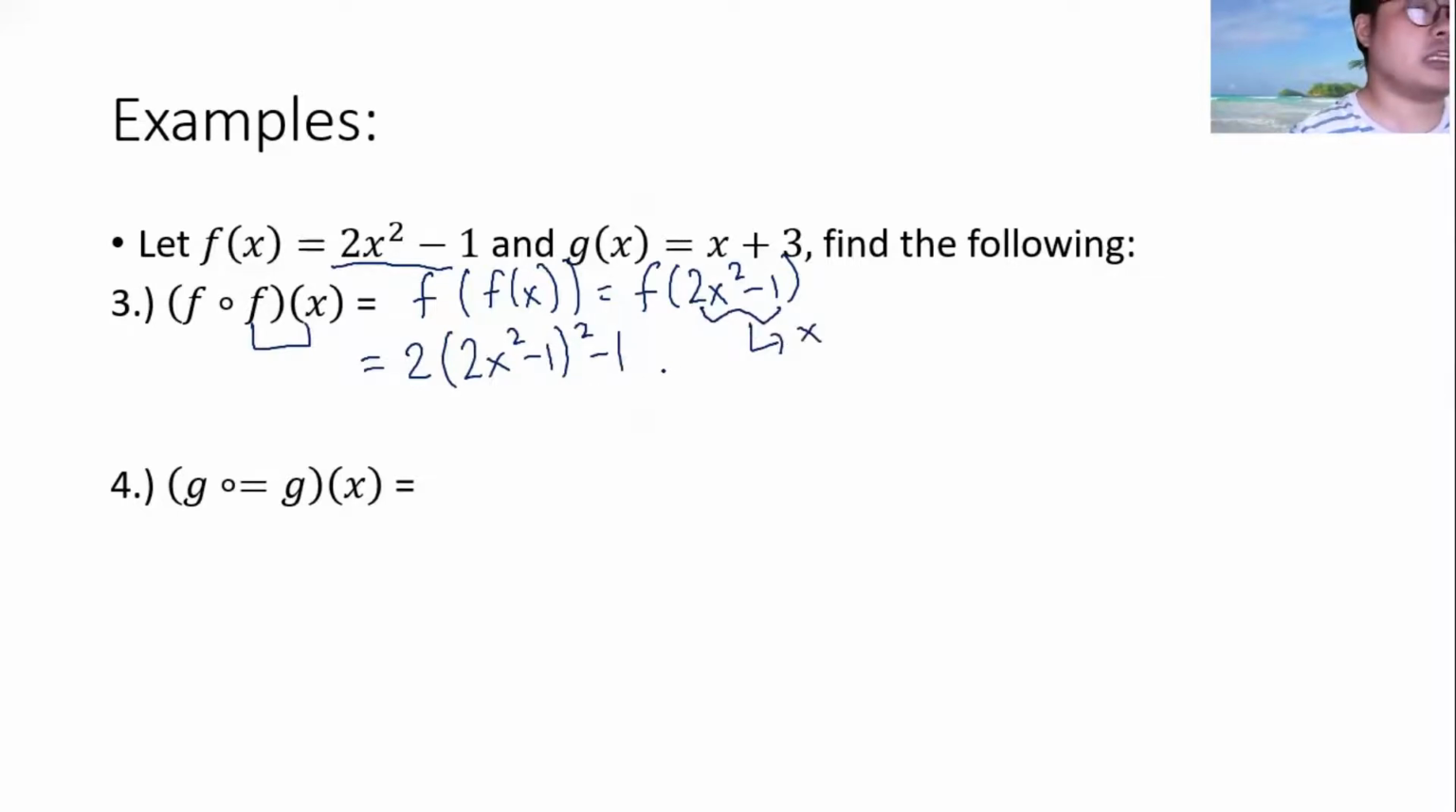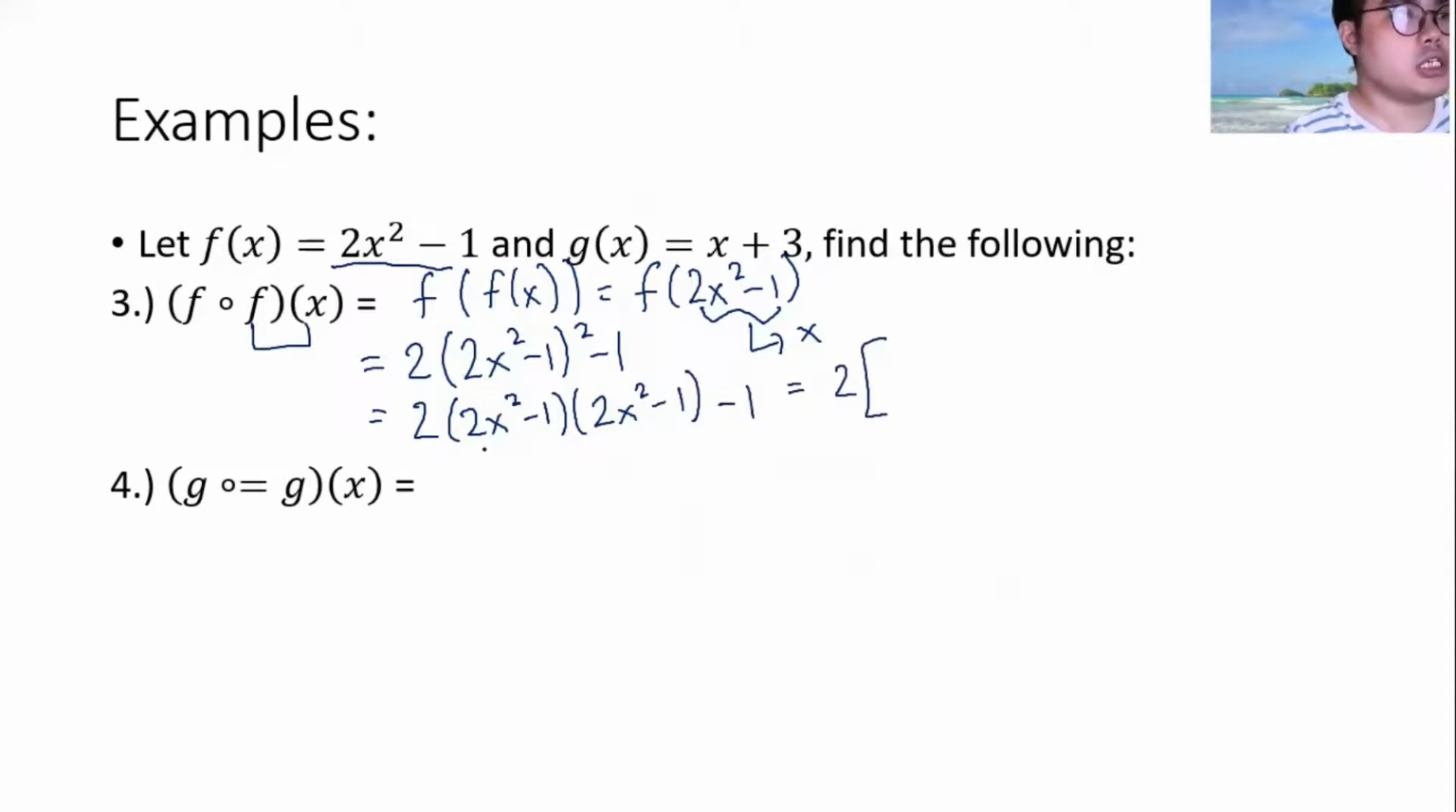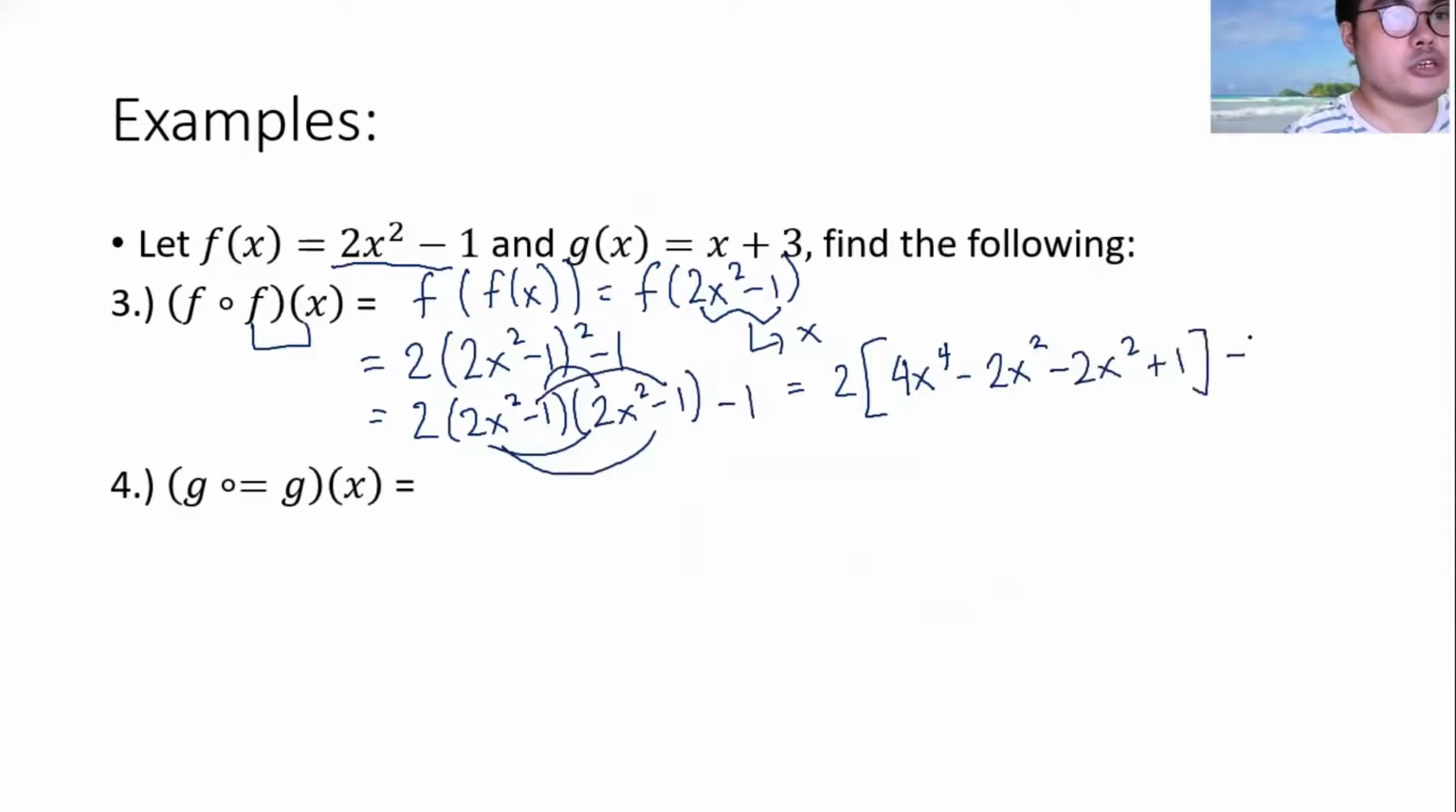Okay, this is your independent variable. So what you are going to do is find the square of the binomial by using the concepts of the FOIL method. Okay, so I'm going to place a bracket. Your 2x squared times 2x squared will become 4x to the 4, while 2x squared times negative 1 will be negative 2x squared. Then negative 1 times 2x squared will become negative 2x squared. Then negative 1 times negative 1 will become plus 1. So you're going to subtract it with 1.